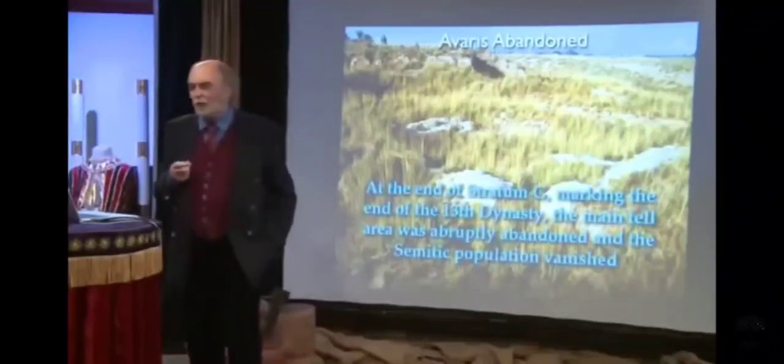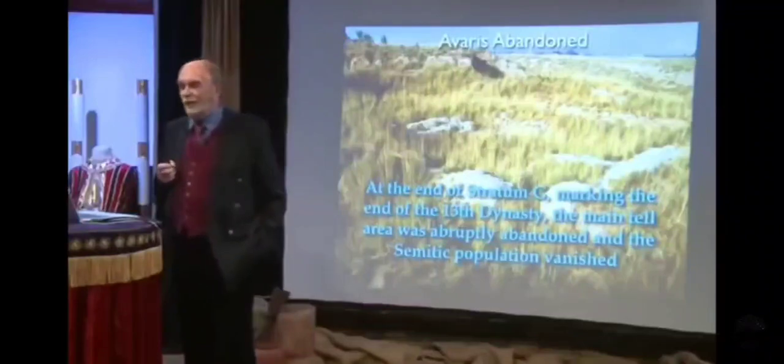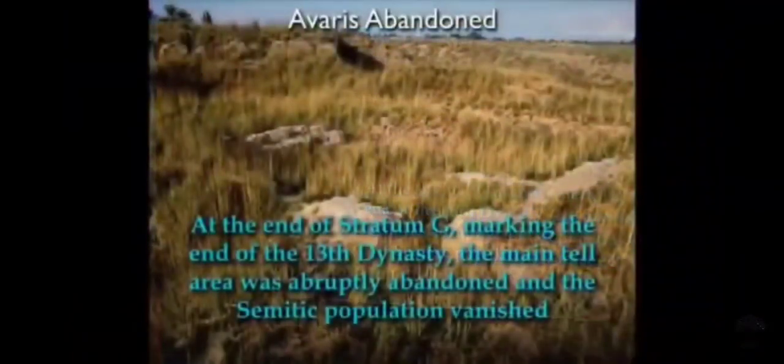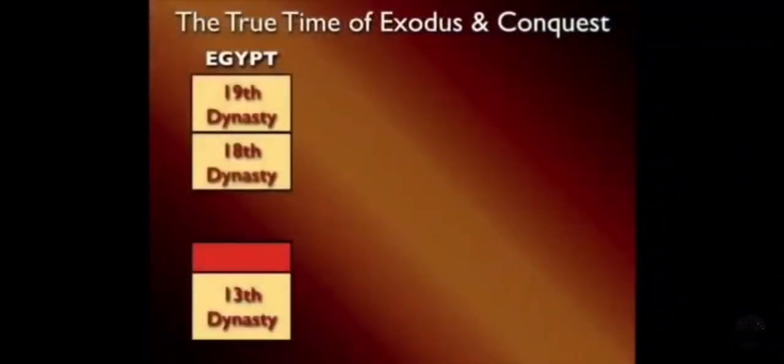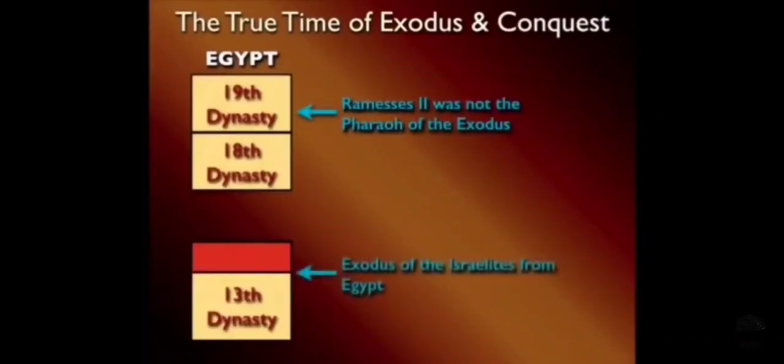At the end of stratum G, marking the end of the 13th dynasty, the main Tel area was abruptly abandoned and the Semitic population vanished. So here we are, this is the location now we're dealing with. We're not saying Ramesses in the 19th dynasty was the Pharaoh of the Exodus. We're saying it happened down there under Dudimose at the close of the 13th dynasty. And this, 40 years later, or approximately 40 years later, is when we should be looking for a Jericho that was destroyed.